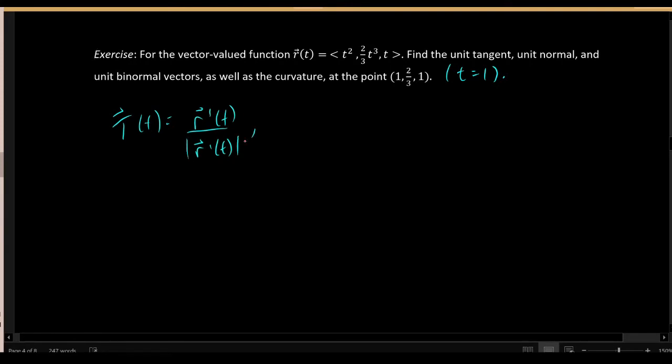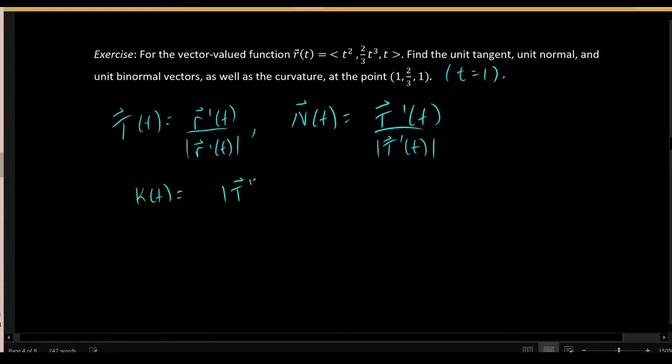Once that's done, we need to find the unit normal vector, which involves taking the derivative of the unit tangent and dividing it by its length. Now, on that journey, we will have by then found the length of r prime and the length of T prime. So it seems like a good opportunity to calculate the curvature using the formula length of T prime divided by length of r prime. And then we can get the unit binormal vector by crossing the unit tangent and unit normal vectors.